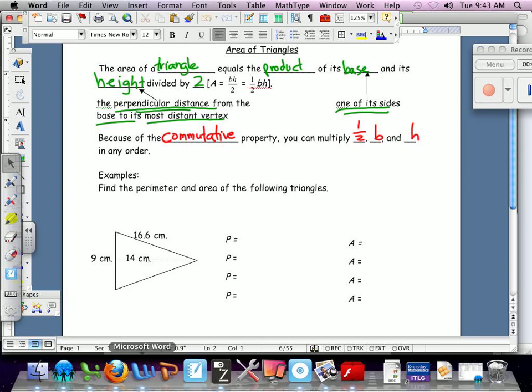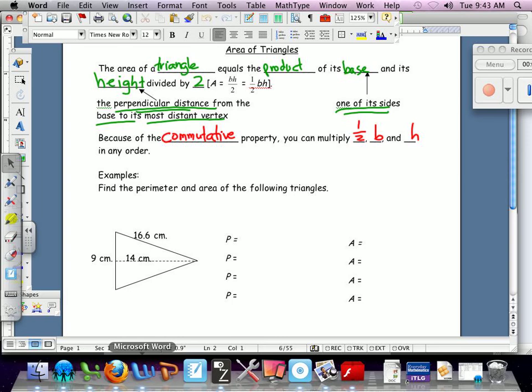Don't split both numbers in half, though. That's another common mistake I see. Do not, I repeat, do not split both numbers in half. It's half of one of these times the other one. Or you could find the product of these two and split that in half. But only do a halving of one thing.